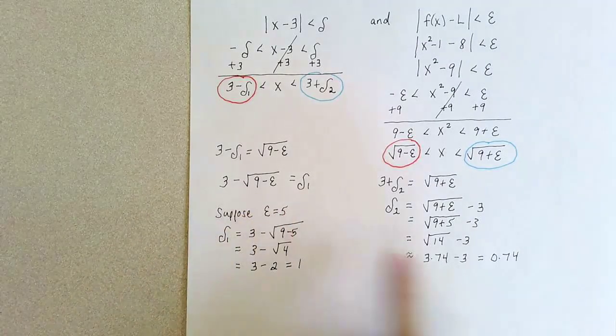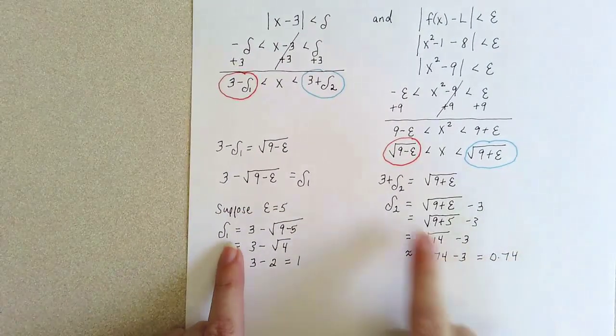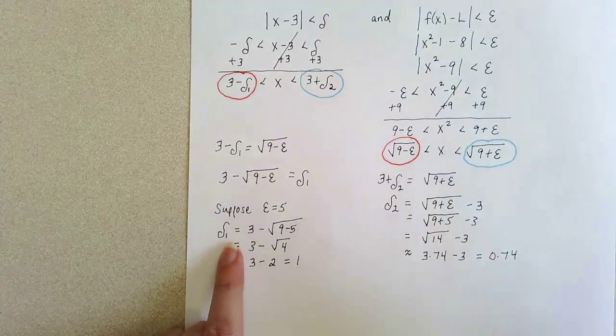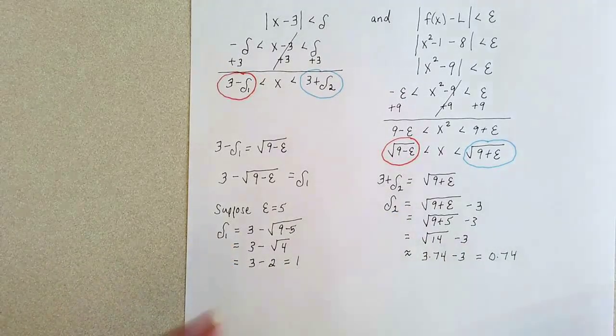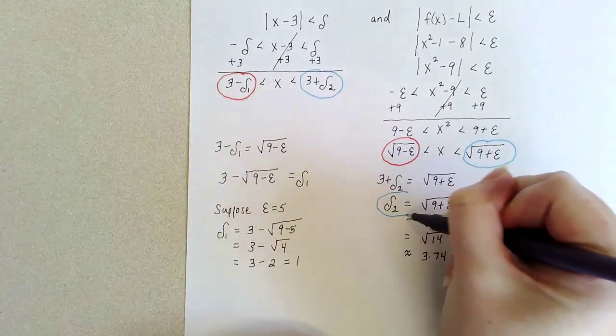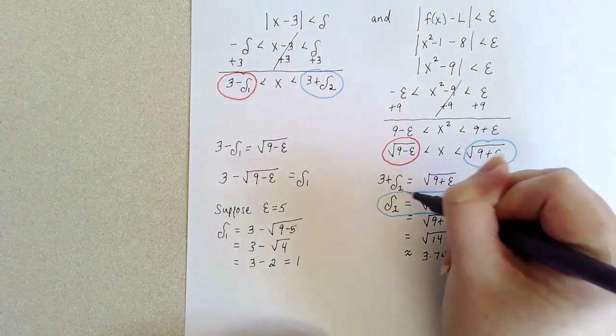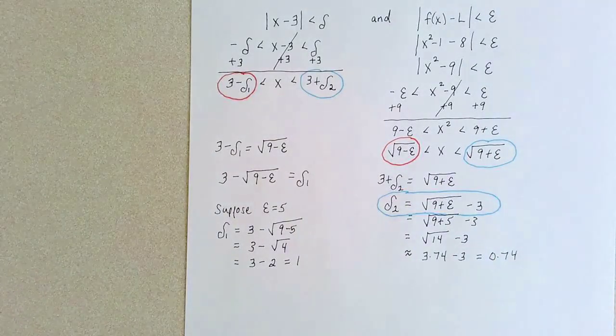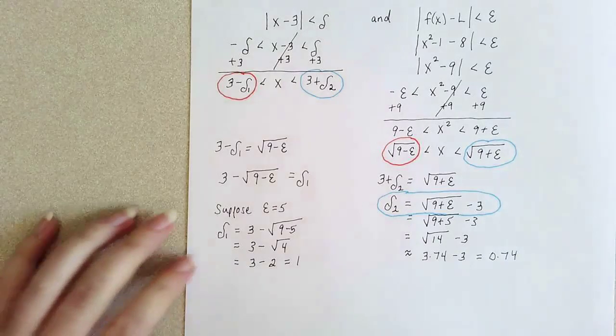So I did this in order to just figure out, is my delta 1 smaller or is my delta 2 smaller? And my delta 2 is the smaller one. So I'm going to come back up to my symbolic version of delta 2, which was this right here. And this is what I'm going to select for my delta when I do my proof. Okay.